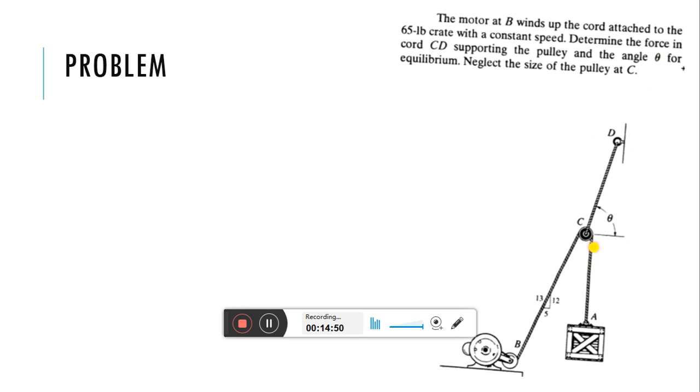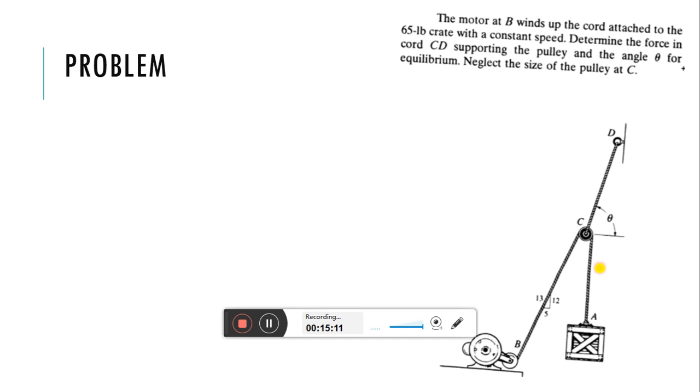So at C point we have a pulley. Obviously this is a circle, so this will have some diameter. But you need to avoid this diameter for the geometrical calculation. So this is also an equilibrium problem.